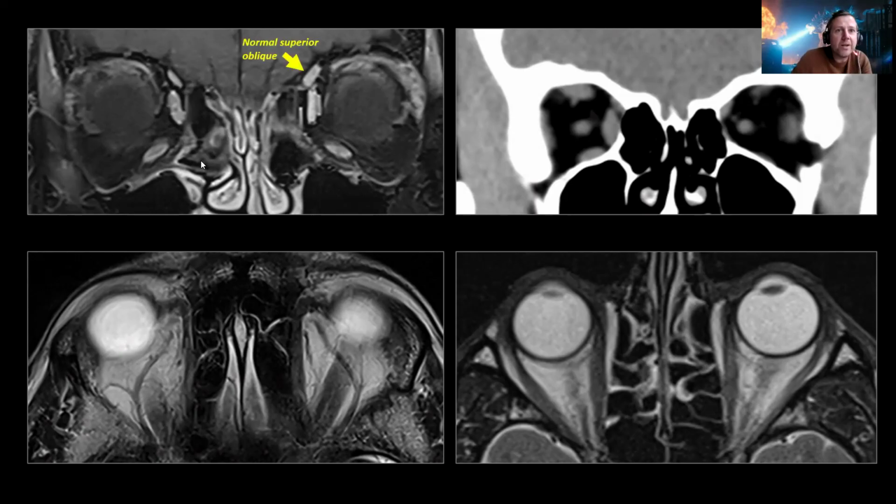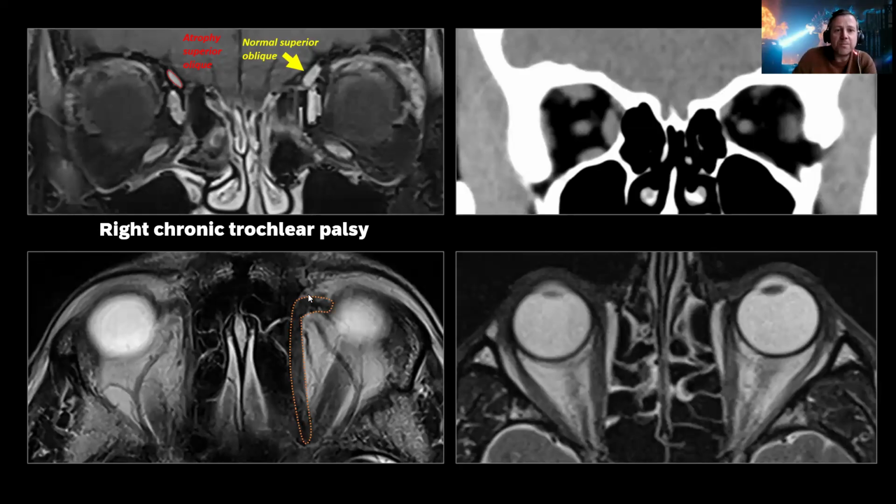And how can we tell? Well, look at the superior oblique. On the left side it's normal, but on the right side it's very thin due to atrophy. So this was a patient with a chronic right trochlear palsy. And the same patient, we also see the axial images of the same patient on the image below.